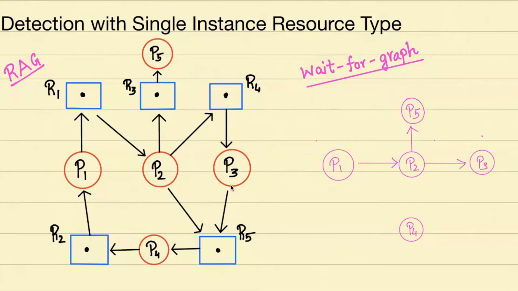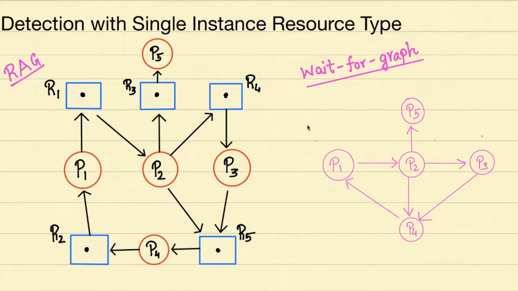Now, process 3 is requesting resource 5, which is held by process 4. So process 3 is waiting for process 4 to release the resource R5. Now, process 4 is waiting for process 1 to release the resource R2, right? So there will be an arrow from process 4 to process 1. And then process 2 is also waiting for process 4 to release the resource R5, right? So process 2 is waiting for process 4. This is the wait for graph. Now we have drawn it for this resource allocation graph.